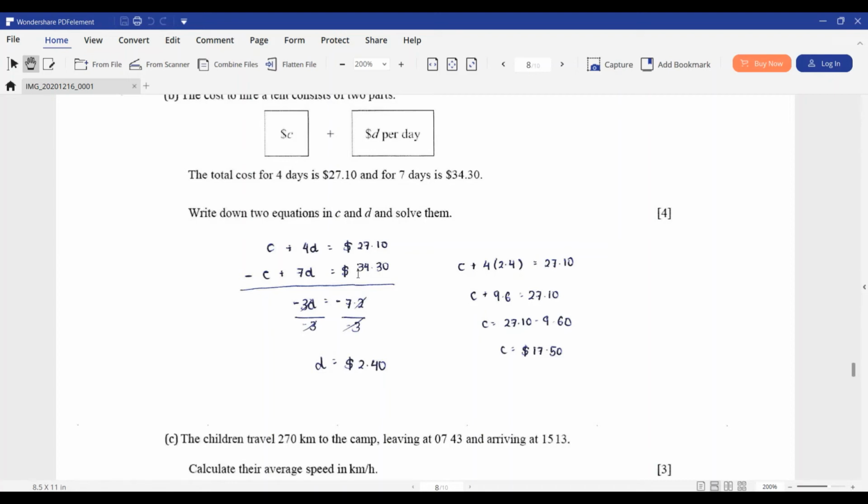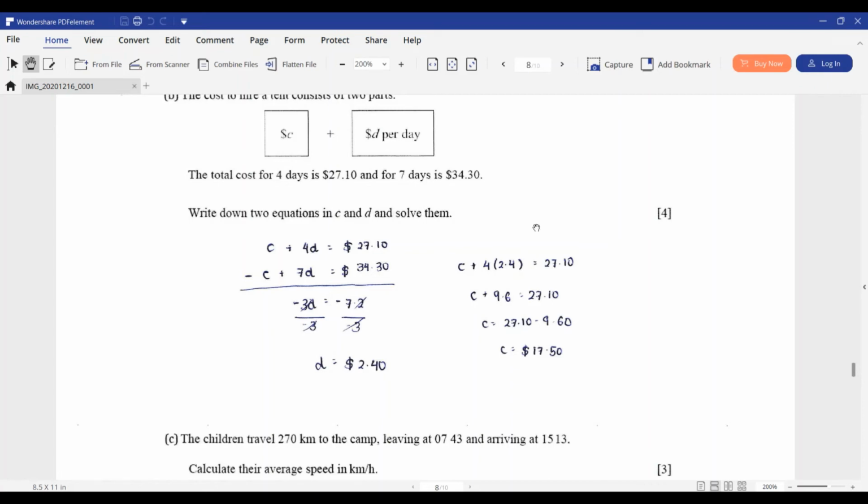Now again, we want to isolate D here. So we want to divide both sides by negative 3. Dividing both sides by negative 3 would leave D with a coefficient of 1. That would mean we solve our equation. So negative 7.2 over negative 3 gives you a positive answer of $2.40. So that's the value of D. D is constant as well. So basically this means D, a constant value, multiplied by the number of days.